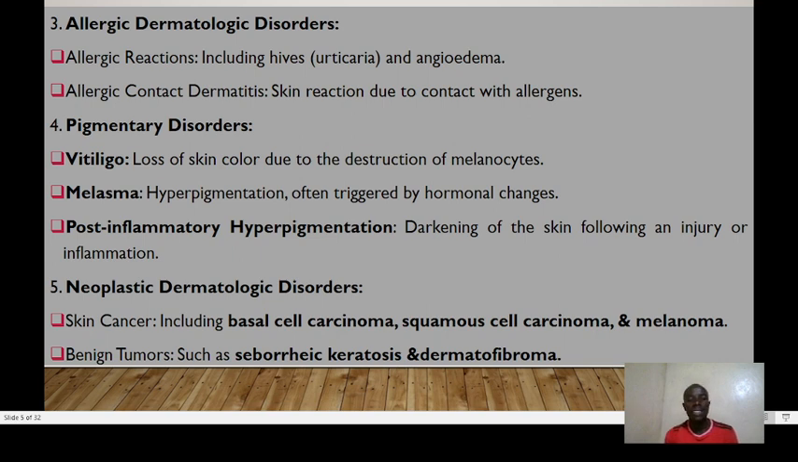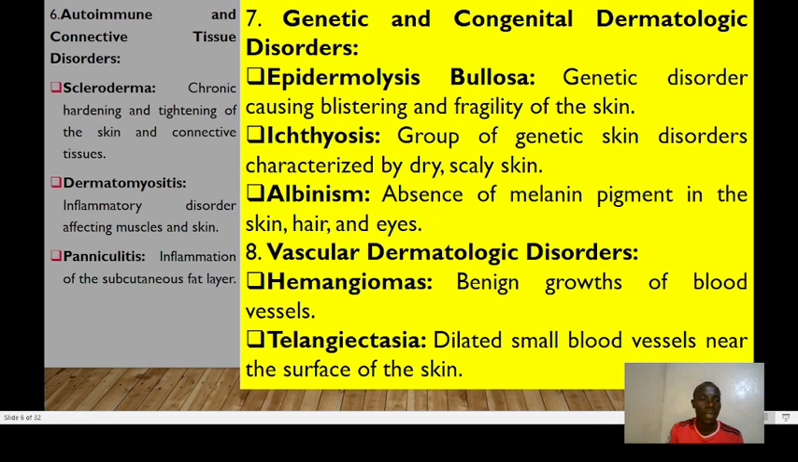Post-inflammatory hyperpigmentation is the darkening of the skin following an injury or inflammation. Then you have neoplastic dermatological disorders like skin cancer, including basal cell carcinoma, squamous cell carcinoma, and melanoma. Benign tumors such as seborrheic keratosis and dermatofibroma. Autoimmune and connective tissue disorders, you have scleroderma. These are chronic hardening and tightening of the skin and connective tissue.